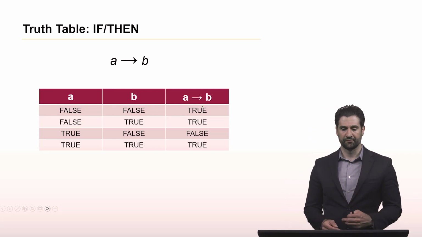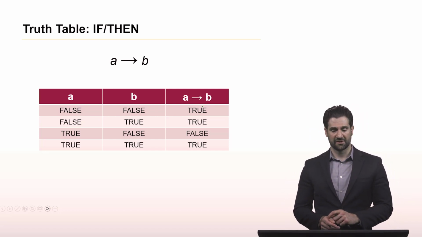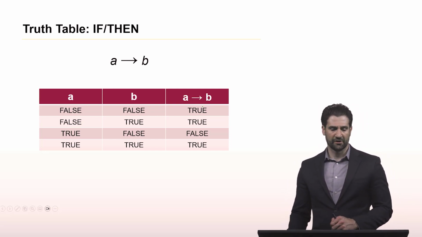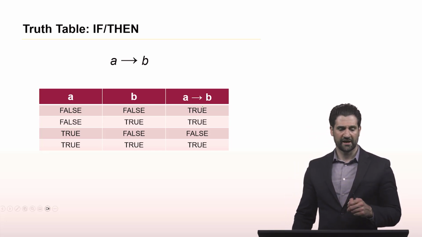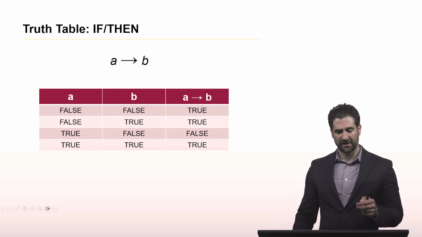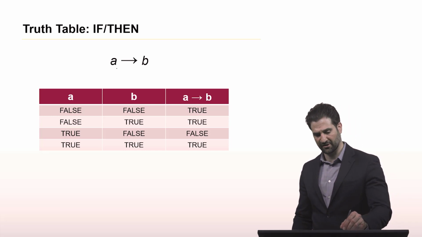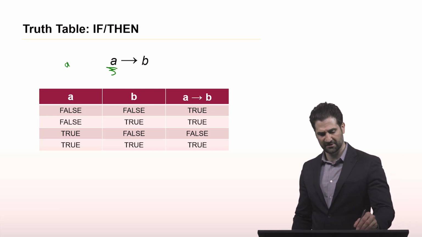Implication, if then. This is a bit different from the others. We notice that we have the antecedent, which is what A is called. So A is called the antecedent.